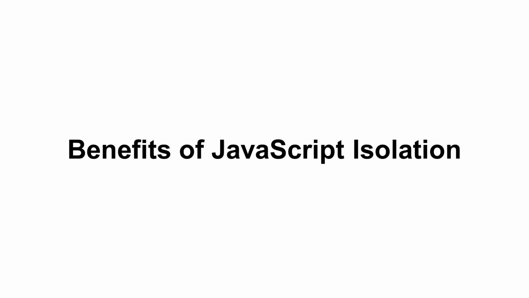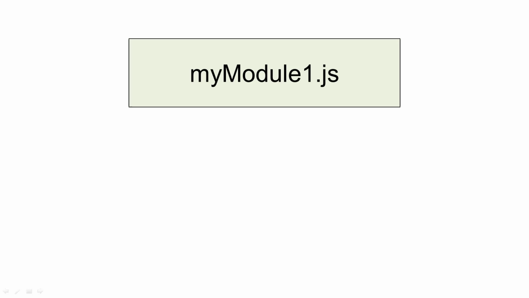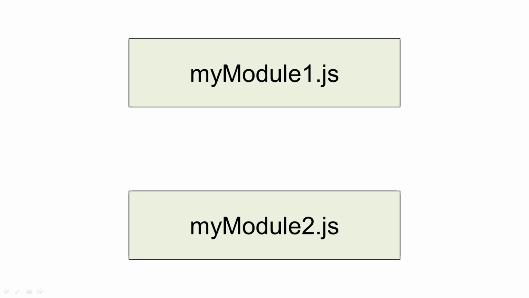So what are the benefits of JavaScript isolation? JavaScript isolation, in general, allows each JavaScript file to have its own local scope or namespace. This means that if we declare multiple JavaScript modules, say my-module.js and my-module2.js, then unless we specifically export a function or variable in the first module, that function or variable is not accessible in the second module. So this way, any naming conflicts are prevented and code is also more maintainable.